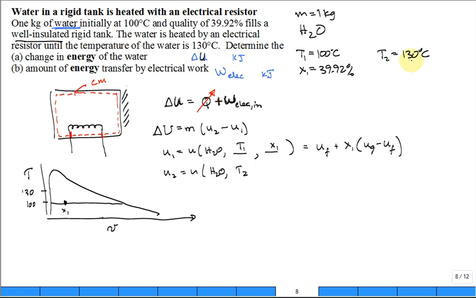T2 is 130 degrees. Now I'm stuck. Okay, do me a favor. This is what you do. You make a list of every property you know out of Thermo 1, period. Start and be able to write that list quickly and all the time.